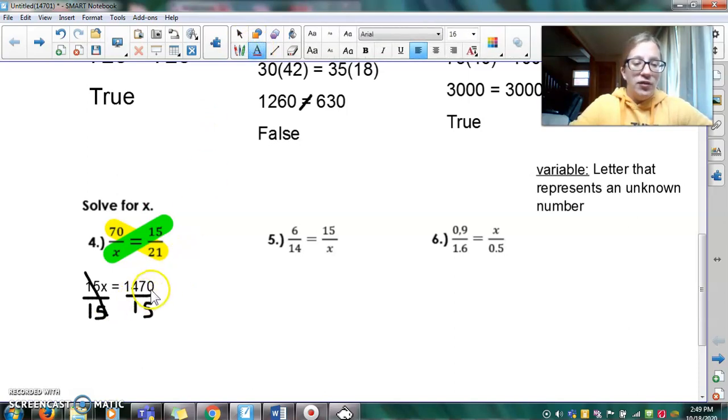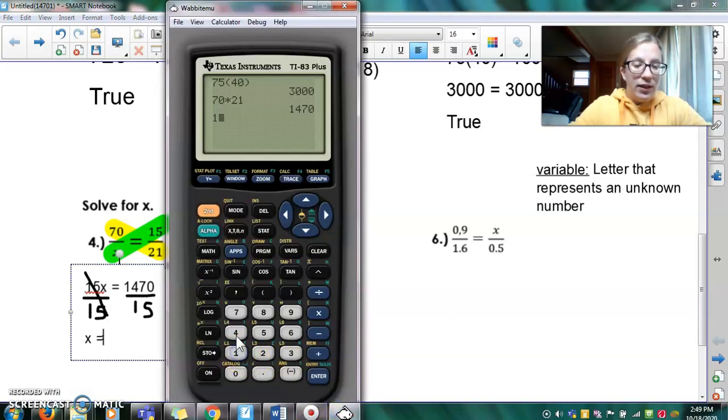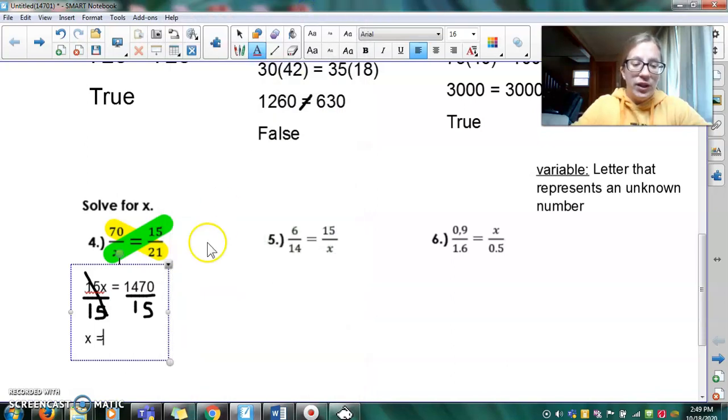And what we are left with is this letter x equals, and to figure out this final answer, we're going to be doing 1,470 divided by 15. And that gives us 98. So my answer for this example will be x equals 98.